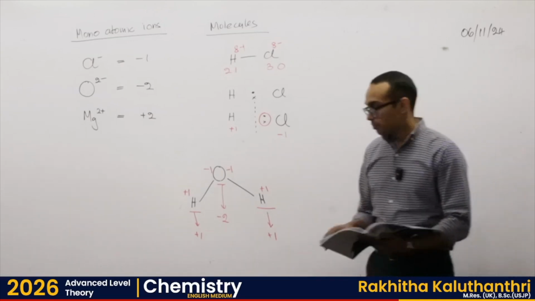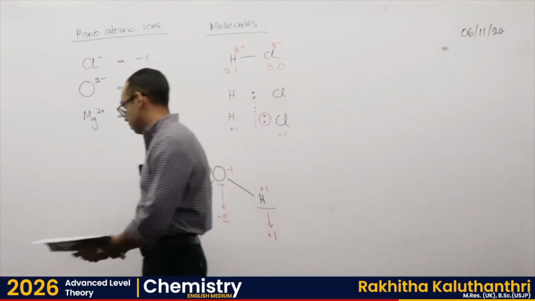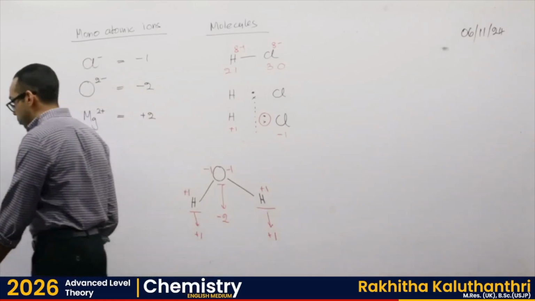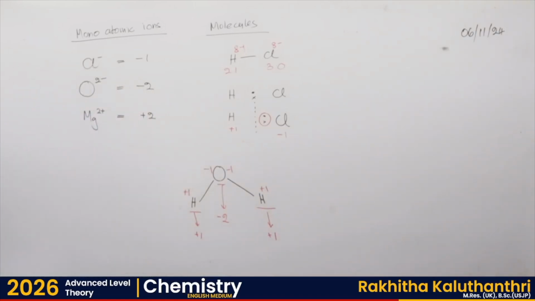Write down. Take a new heading, Unit 3, Chemical Calculations. Under that, take another subheading, Oxidation Numbers.